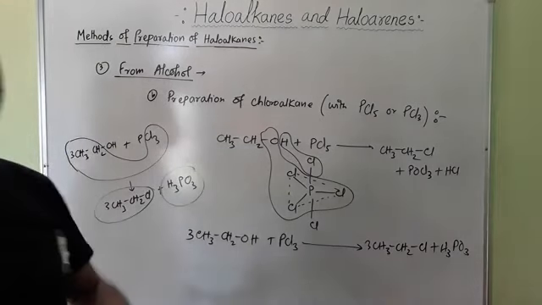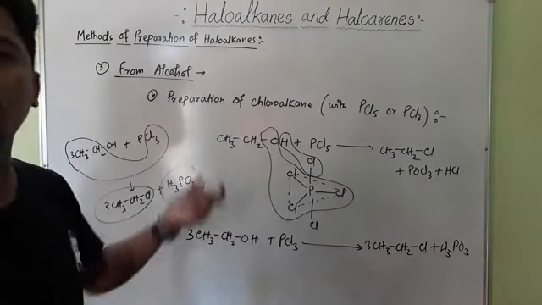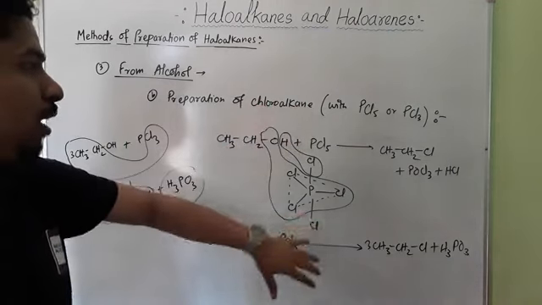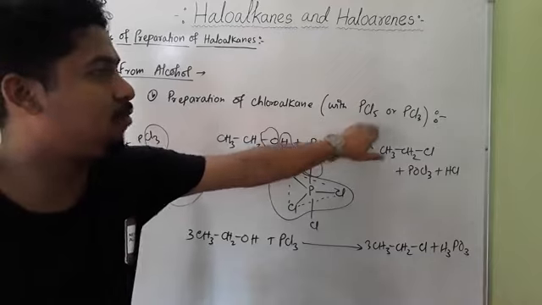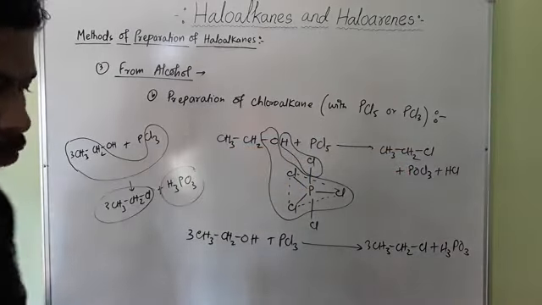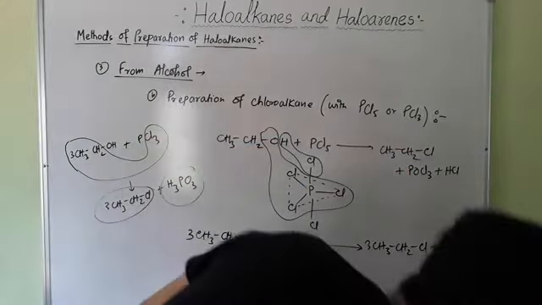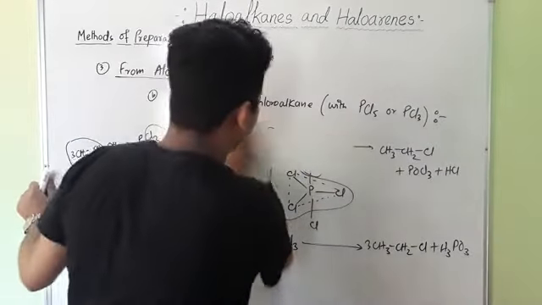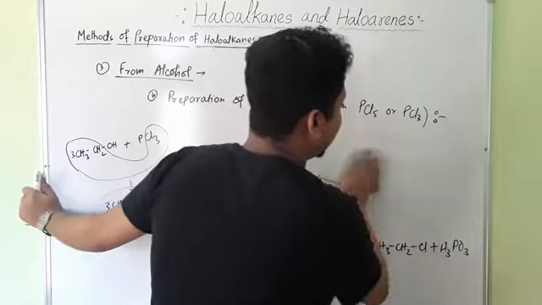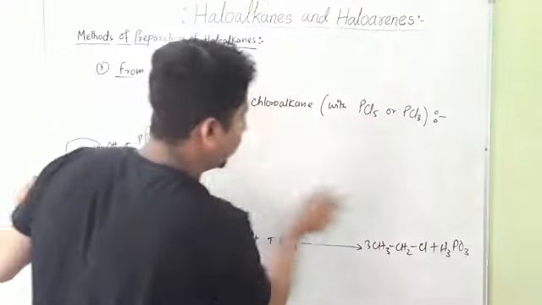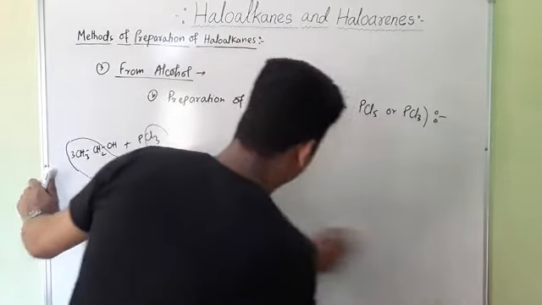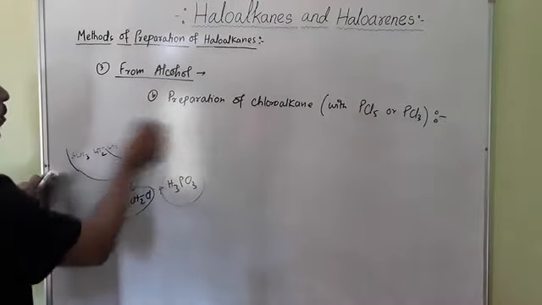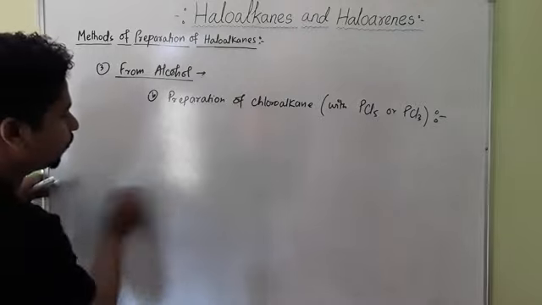So first of all, by treating this alcohol with a halogen acid, that is with HCl, we can produce this chloroalkane. Next, by reacting with PCl5 and PCl3, we can produce this chloroalkane. Next is with SOCl2, thionyl chloride. By treating this alcohol with thionyl chloride, we can produce this chloroalkane.